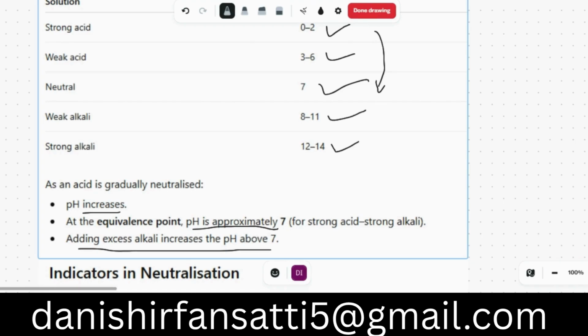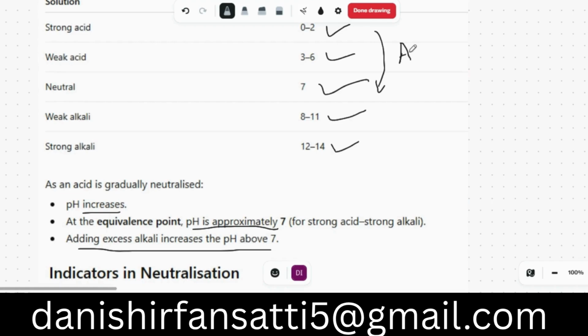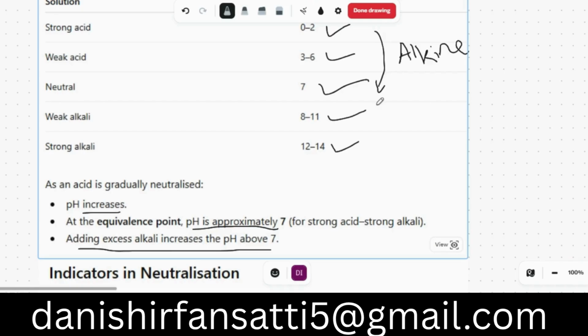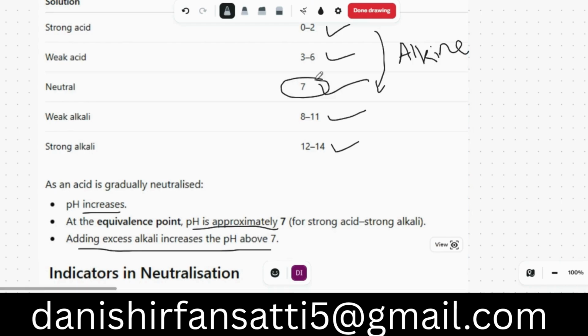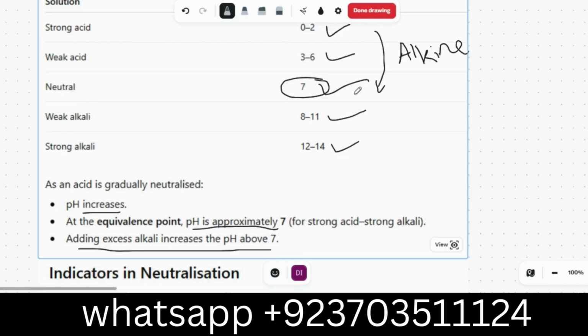Okay, adding excess alkali increases the pH. Okay, if we started from, for example, 1, and started adding alkali, the pH will increase. At one point it will become 7, that means the solution is neither acidic nor alkaline. But after we add more alkali, the solution will become alkaline.